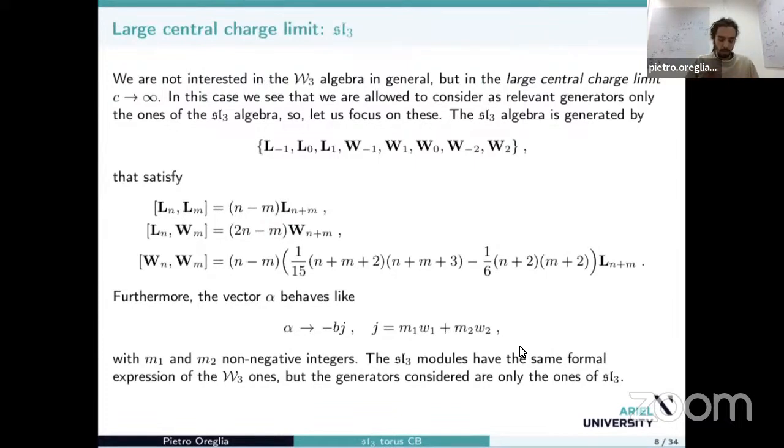So, maintaining the relation with the previous algebra we introduced, the W3, we can also notice that the vector alpha we introduced before in order to parameterize the representation now, in order to have a physical representation, so a conformal dimension that does not go to infinity, behaves in this way in this limit here. And so the representations are now parameterized by this vector j, which is a simple combination of the fundamental weights of the sl3. And of course, the module of the sl3 algebra can formally be defined in the same way as we have done for the W3 module, but now we have to consider that the generators involved in the definition are only these generators here, and not the full set of generators of the W3 algebra.